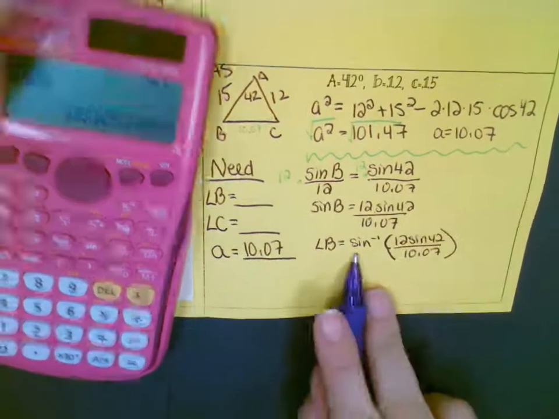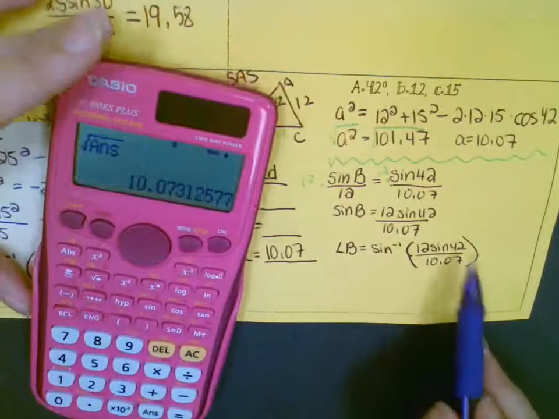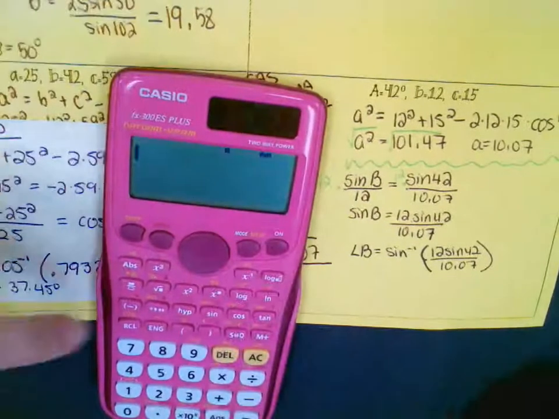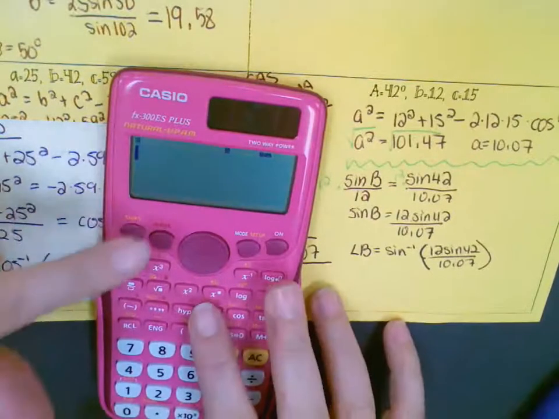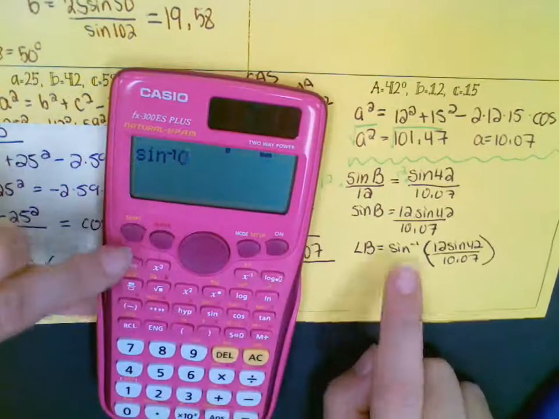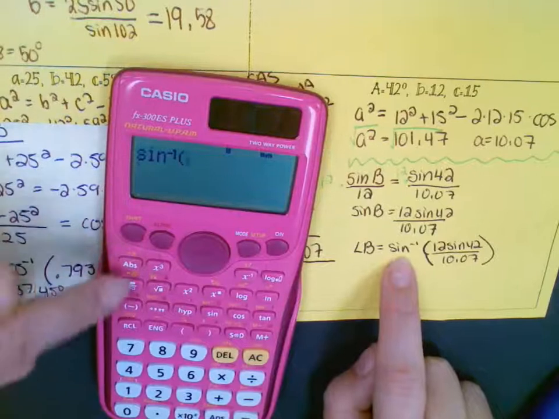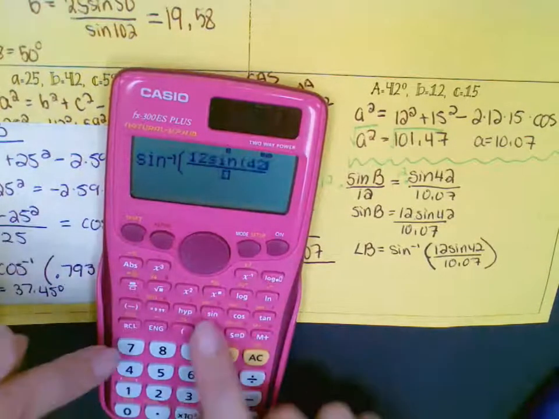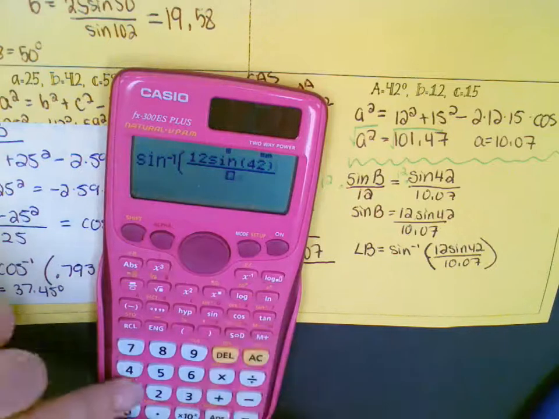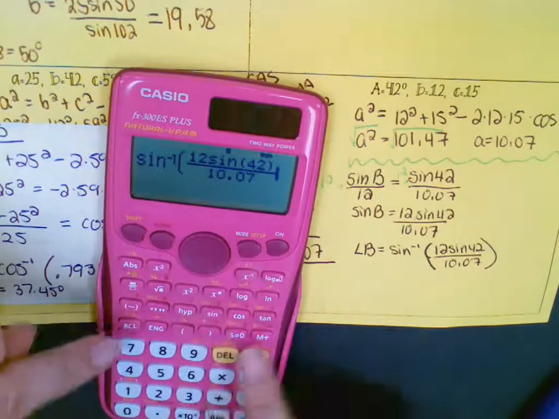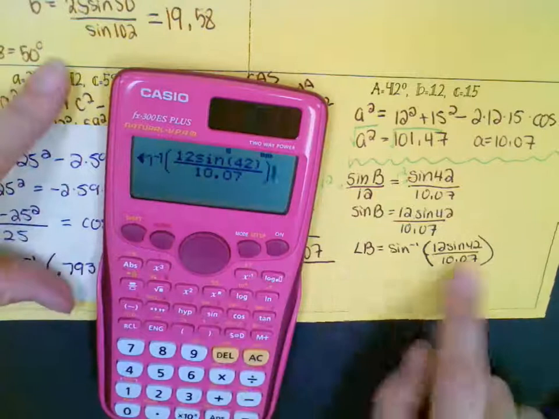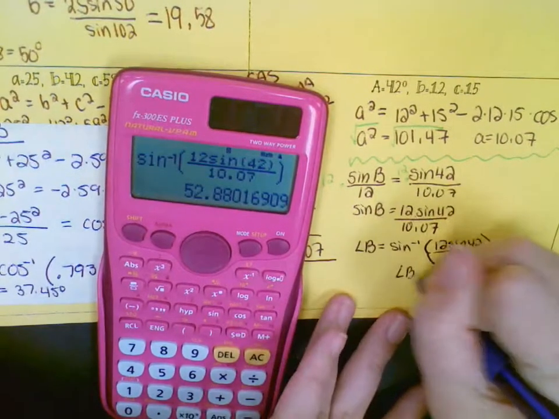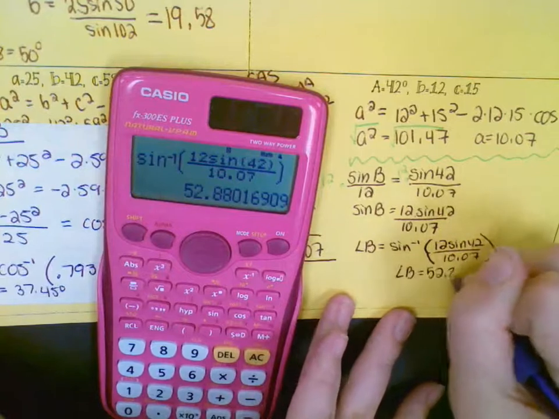So sometimes I type it all in together, other times I do the parentheses, hit equal, and then do the sine inverse. It just depends on how good your calculator is, really, how many operations you can use. So if I'm putting the sine inverse, I type that first, I do my fraction bar, so 12 sine of 42, and then in the bottom we have 10.07. So I'm evaluating all of it in one shot. So I get that angle B is equal to 52.88 degrees.